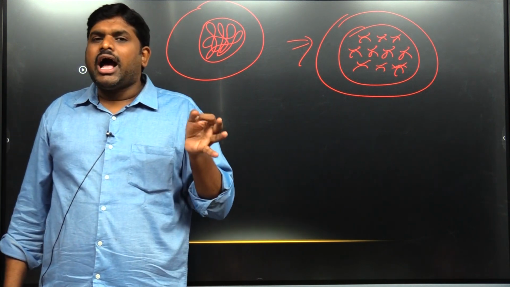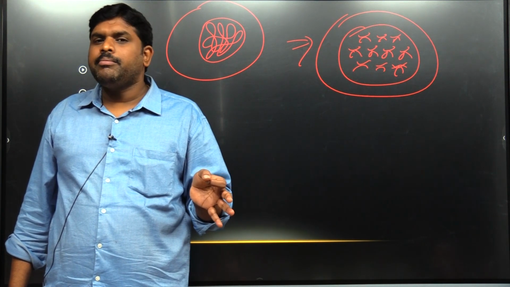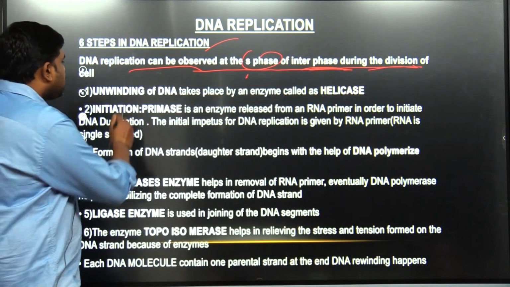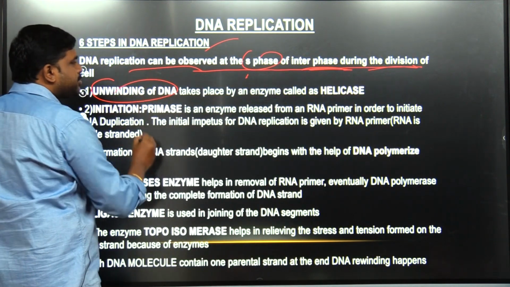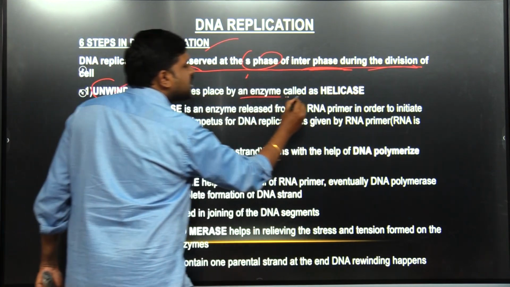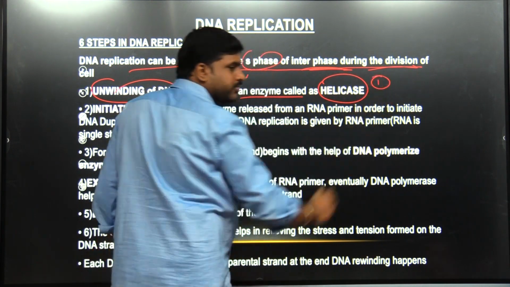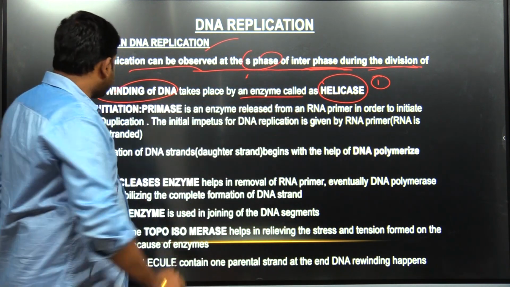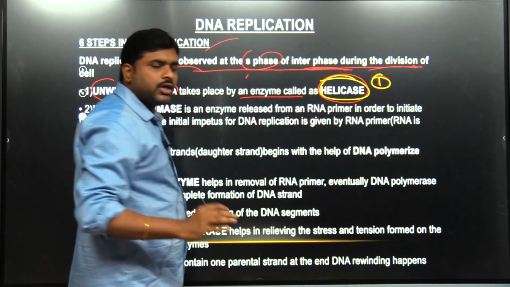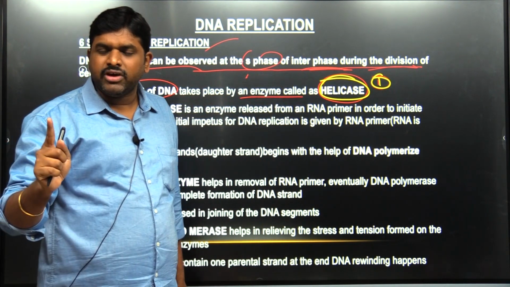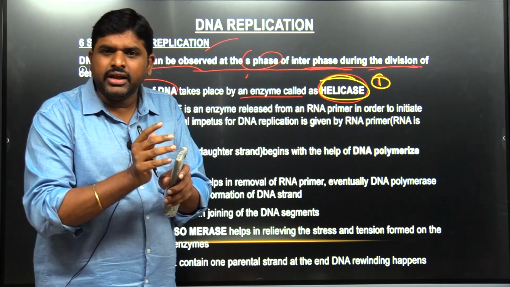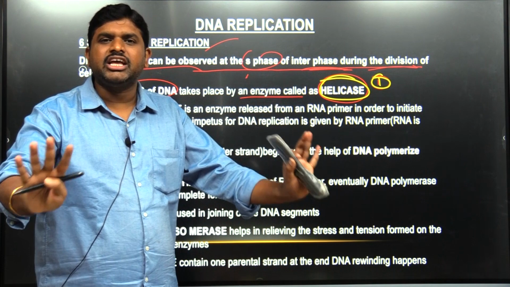The first step: the winded chromosome became unwinded. Unwinding of DNA takes place within the chromosome, of the DNAs, by an enzyme called helicase. First enzyme: helicase. The first enzyme, helicase, is responsible for unwinding of the chromosome, which is winded. I made it unwinded, meaning I arranged it.